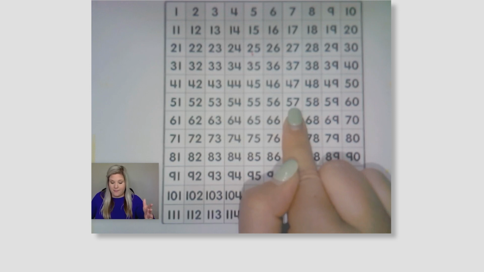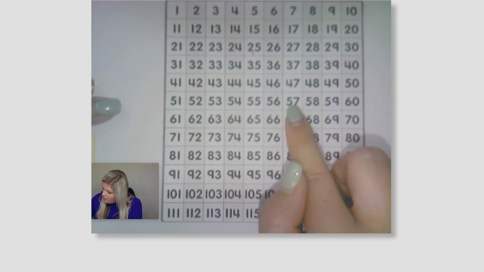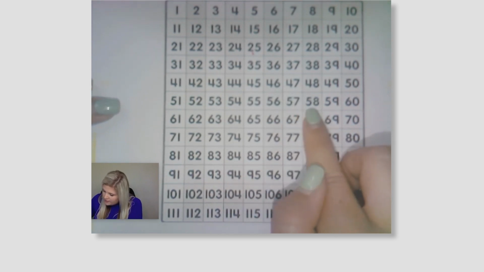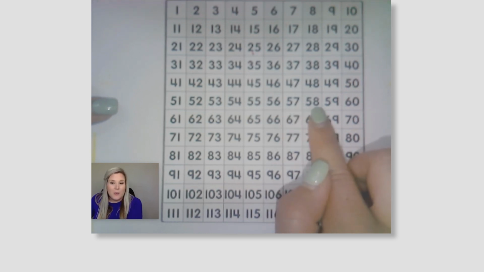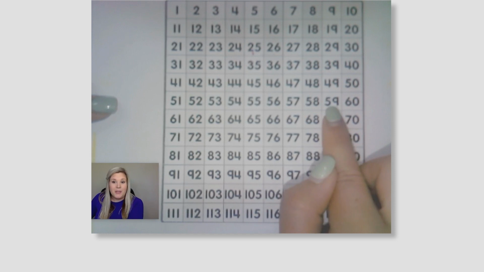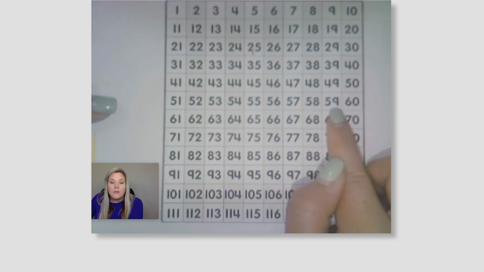Excellent job. Notice the pattern of the ones digit going up by 1 as we continue to count on. 57, 58. We went from 7 in the ones place to 8 in the ones place, so it continued to increase by 1. 58, 59. We went from 8 in the ones place to 9 in the ones place.